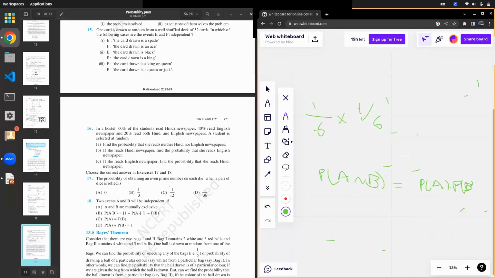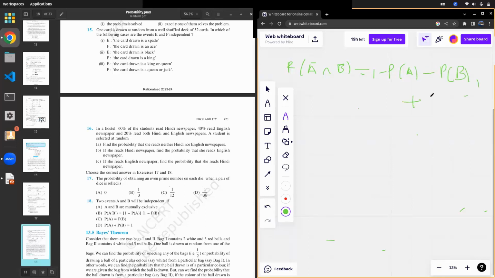Part C is probability of A is equal to probability of B. This is also not correct. The probability of A plus the probability of B is equal to 1; this is also not correct. So we'll simplify the second option and check whether our condition is satisfied or not. If we expand 1 minus probability of A, 1 minus P of B, we get 1 minus P of A minus P of B plus P of A times P of B.